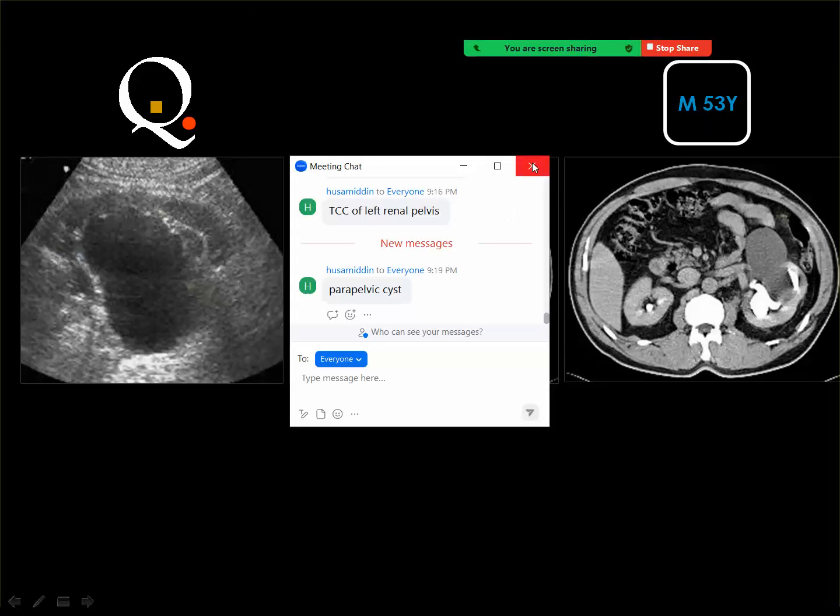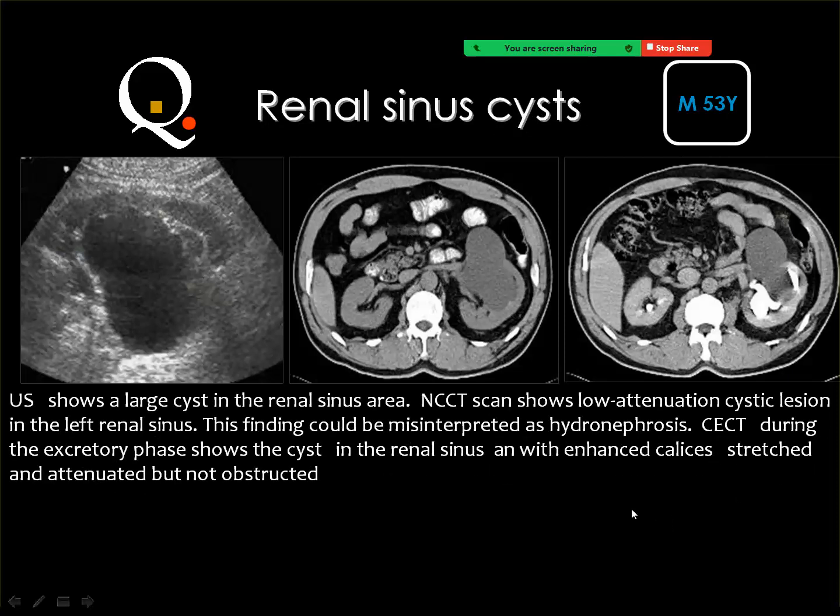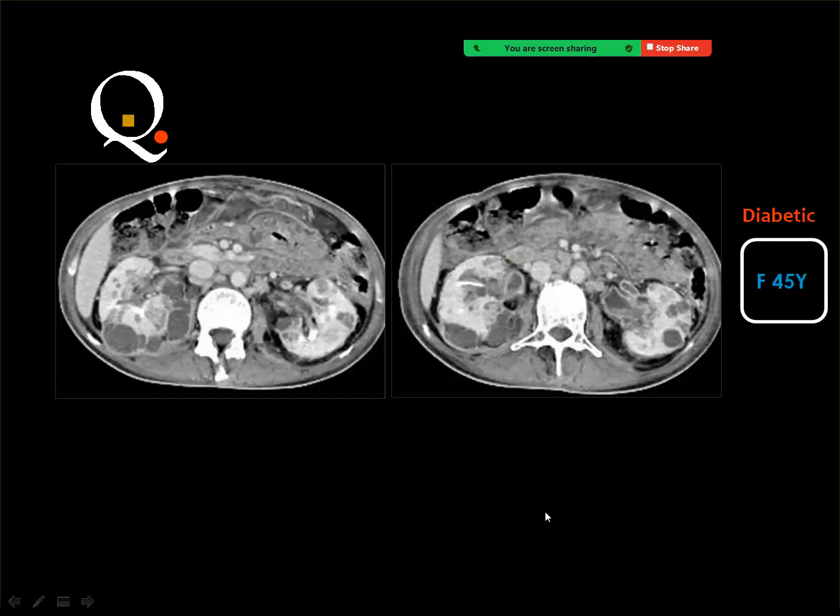Yes, and the answer is right. This is parapelvic renal cyst. It has the typical cyst criteria in ultrasound, and after contrast injection, you do not see any contrast material within the lesion, denoting that it is extracalyceal, meaning that it is a renal sinus cyst or a parapelvic cyst.